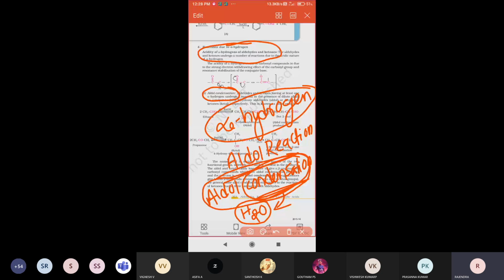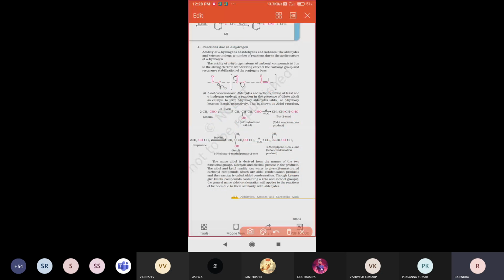So let us see that once. Already I told you, for the aldol condensation reaction, what atom must be needed? Alpha hydrogen, beta hydrogen, gamma hydrogen? If you take either an aldehyde or a ketone, an alpha hydrogen atom must compulsorily be present. If there is no alpha hydrogen atom, the aldol condensation reaction does not happen. Keep that in mind.